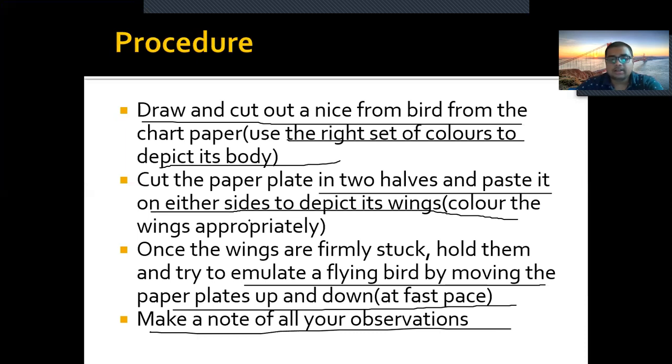So what is being done over here? You have to make wings, and you have to make them fly, emulating a flying bird. So how does a bird fly? Birds fly like this. So you have to make these types of birds, these types of feathers, with the help of chart paper, and you have to emulate that action. Now what happens? Let us see.